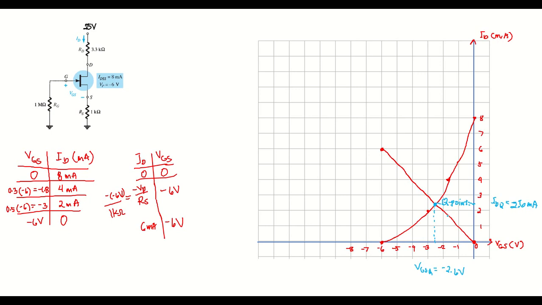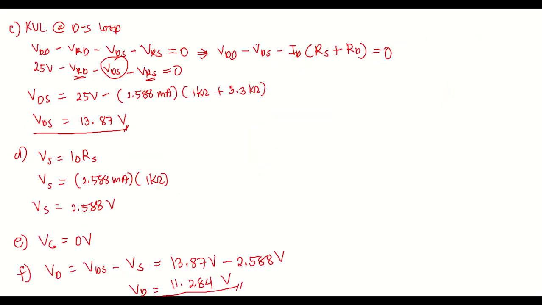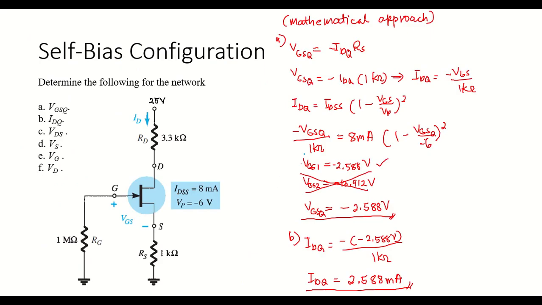If we compare the values of the IDQ and the VGSQ obtained in the graphical approach with the calculated values, they are very close. In exact value, we have negative 2.588 volts for VGSQ, and IDQ is equal to 2.588 milliamperes. So that's it for the graphical approach of a self-bias configuration.